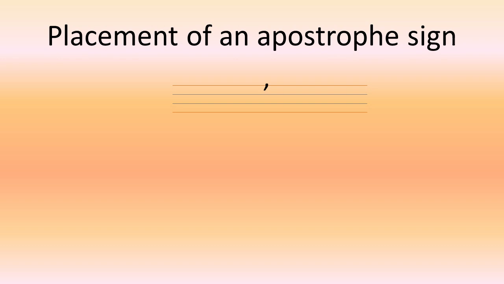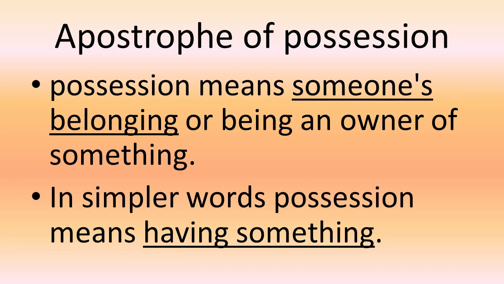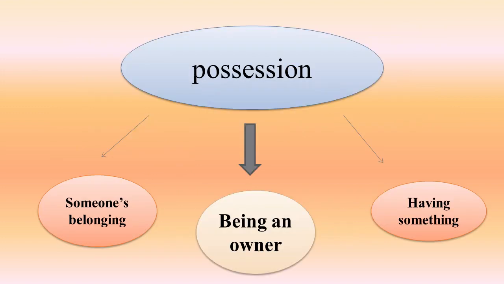Now, you know what is an apostrophe and where is its correct placement. We should proceed further to the main topic, that is apostrophe of possession. Possession means someone's belonging or being an owner of something. In simpler words, possession means having something. I would repeat, possession means someone's belonging, being an owner of something, or having something.